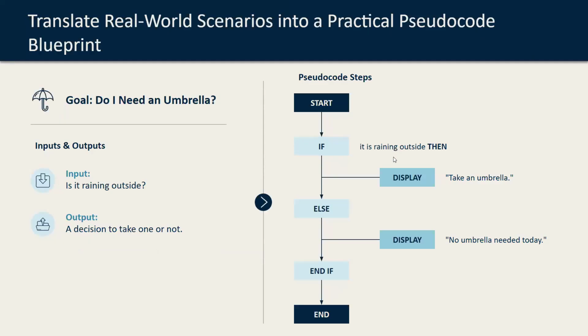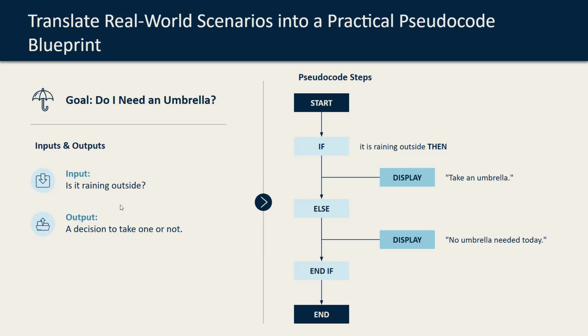And now let's take another look at another simple example. There's only one simple question that you need to ask before stepping out: do you need an umbrella? To consider this question, there's only one input to consider, and that is, is it raining outside? And the output is nothing but a decision either to take an umbrella or not.